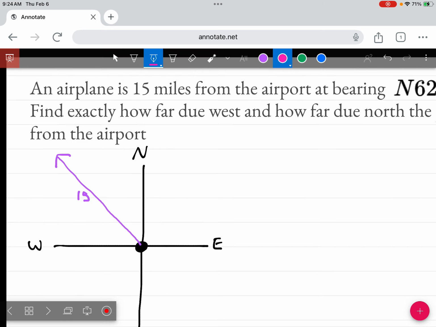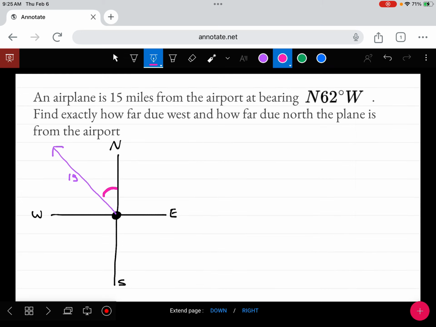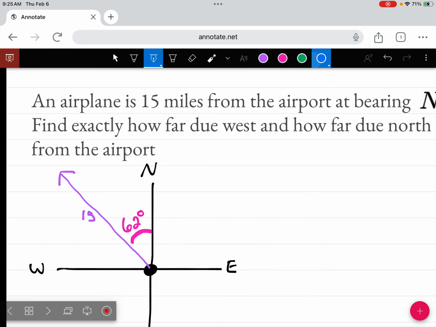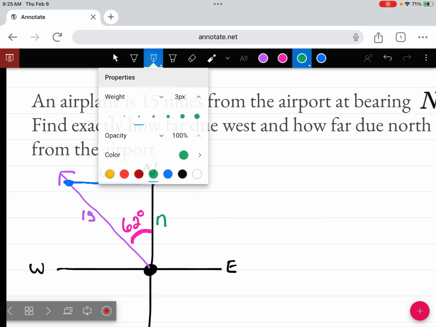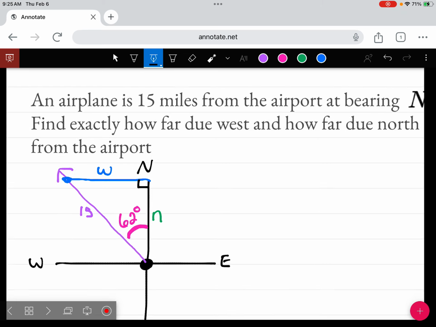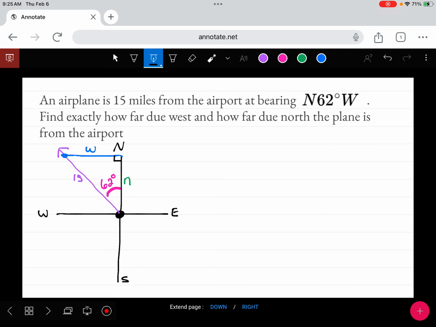We know that our angle is based off of the north axis, so this guy is 62 degrees. What they're asking us is exactly how far west they go. We want to know this one. And then exactly how far north did they go. So we want to know this side. North and west meet at an exactly right angle. So we have several pieces here of this triangle. I have an angle, I have a hypotenuse, and we're looking to find both of the legs.